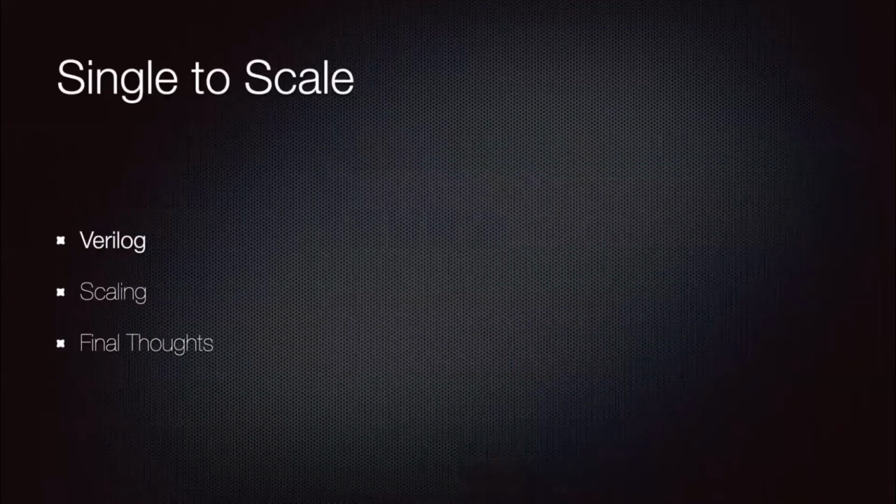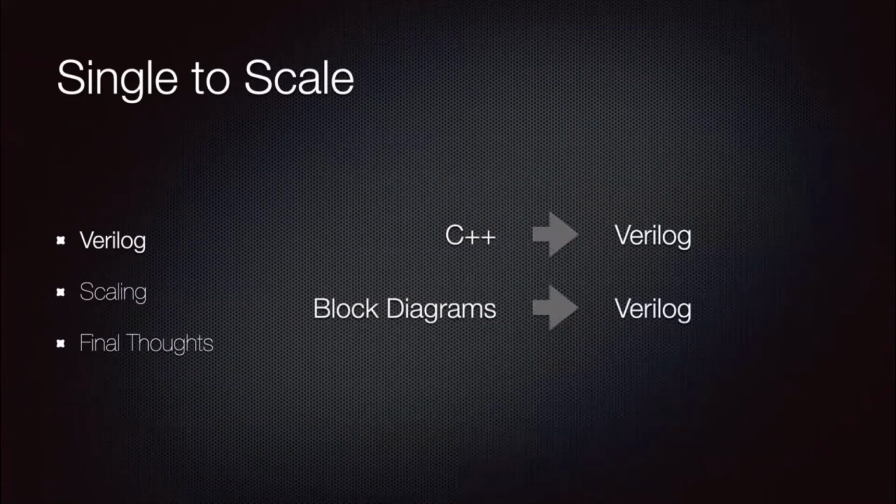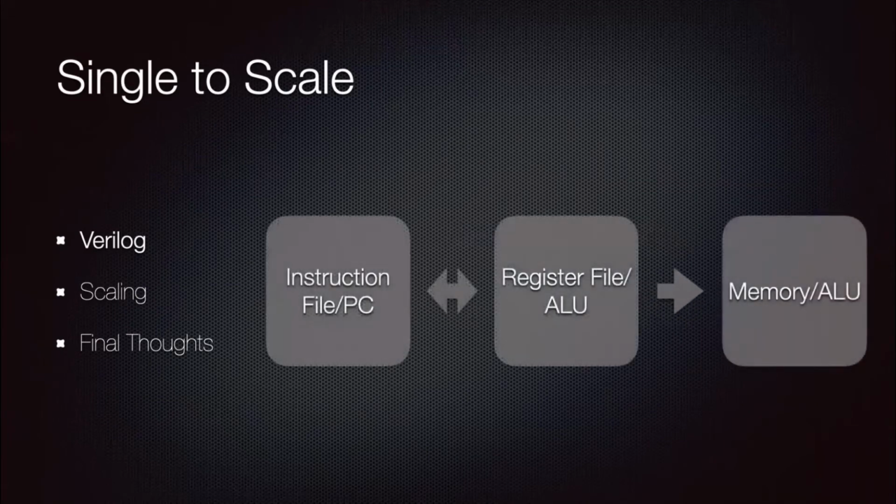Last steps. Let's look at how we created our Verilog. We wrote 2 different versions. One, translating our C++ directly into Verilog. 2, translating our block diagrams directly into Verilog. I'll be going over the block diagram version. During our implementation, we were able to reduce our module count by combining functionality.